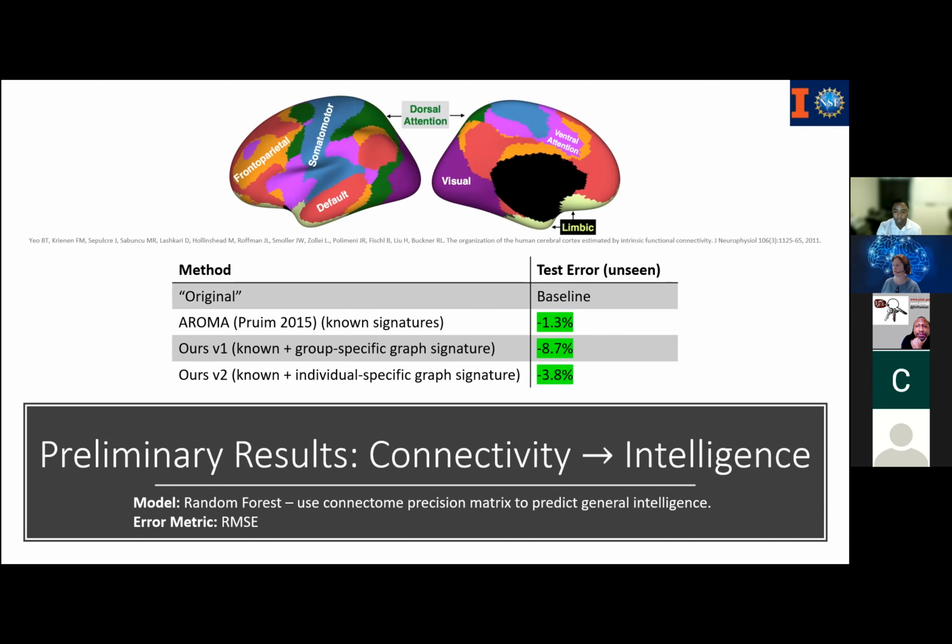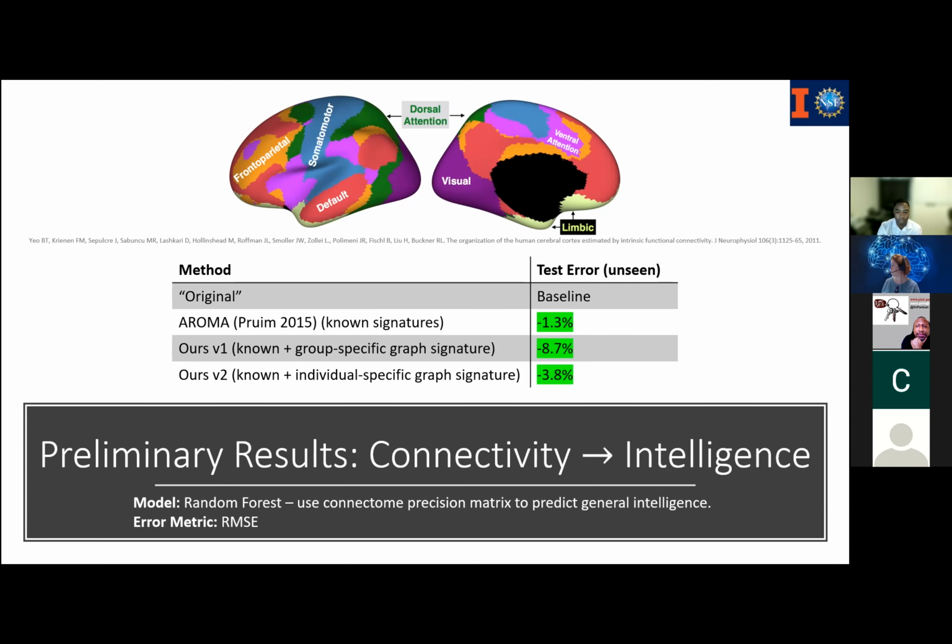So I'll note that as we go down this table, the methods remove increasing amounts of information from the fMRI scan. So the fact that we were able to see a decrease in predictive error indicates that our method does indeed remove nuisance artifacts that hinder inference about general intelligence.